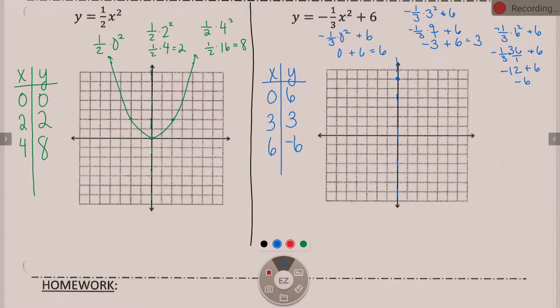So 3, 3, right 3, up 3, and 6, negative 6. Right 6, down 6. Put the same equivalent points on the left side. And in Makayle's words, we have a fat upside down parabola, and then the plus 6 moved it up 6. Yes.